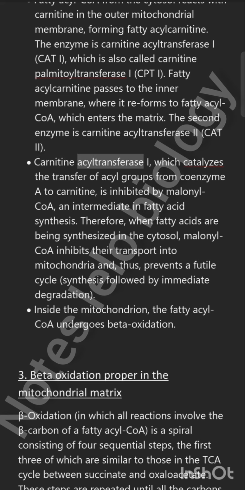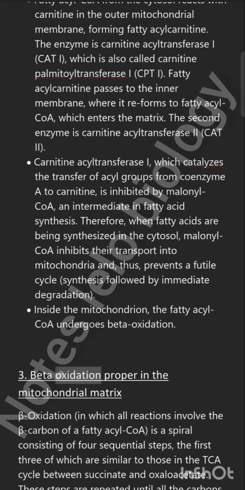Carnitine acyltransferase I, which catalyzes the transfer of acyl groups from coenzyme A to carnitine, is inhibited by malonyl-CoA, an intermediate in fatty acid synthesis. Therefore, when fatty acids are being synthesized in the cytosol, malonyl-CoA inhibits their transport into mitochondria and, thus, prevents a futile cycle, synthesis followed by immediate degradation. Inside the mitochondrion, the fatty acyl-CoA undergoes beta oxidation.